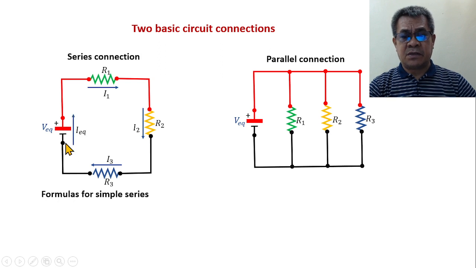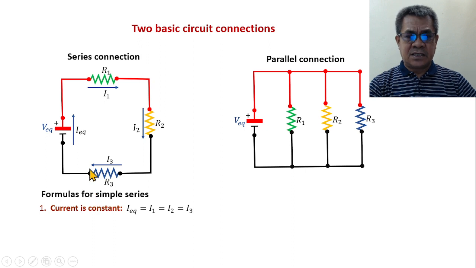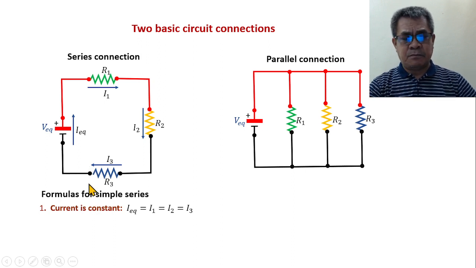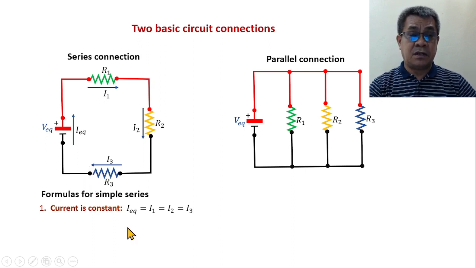And also there must be a current that passes through the source. We call that the equivalent current, I equivalent. The V equivalent is the source voltage. Now, in series, this is very important, in series, current must be constant.